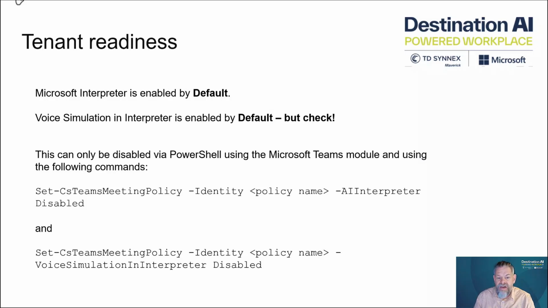Again, we want to validate that we have that functionality enabled for a tenant. But there may be times when we need to think about disabling it, or if part of our organization doesn't want us to allow it, in which case we would set these to disabled. Again, those policies allow the interpreter to happen, as well as voice simulation in interpreter, which should be enabled or disabled. That allows me to simulate my own voice so you can understand what I'm saying in something that sounds a bit more realistic and more like me.